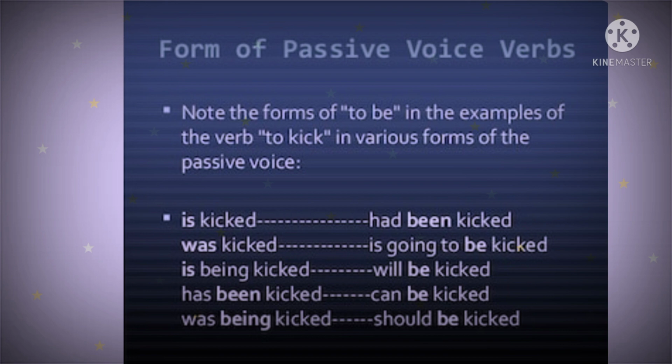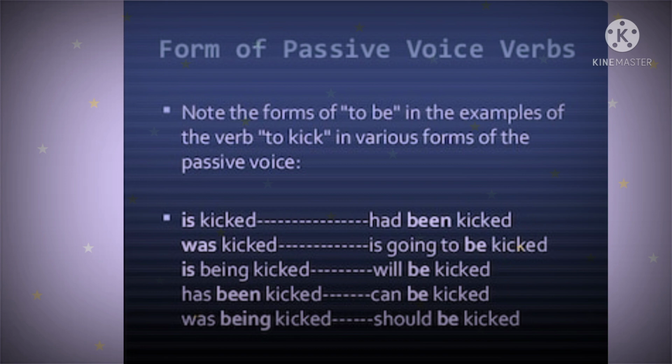Okay, and when we change into simple past, that means he kicked her, she was kicked by him. And that is present continuous. He is kicking her, she is being kicked by him. And present perfect, he has kicked her, she has been kicked by him. So been is added there.